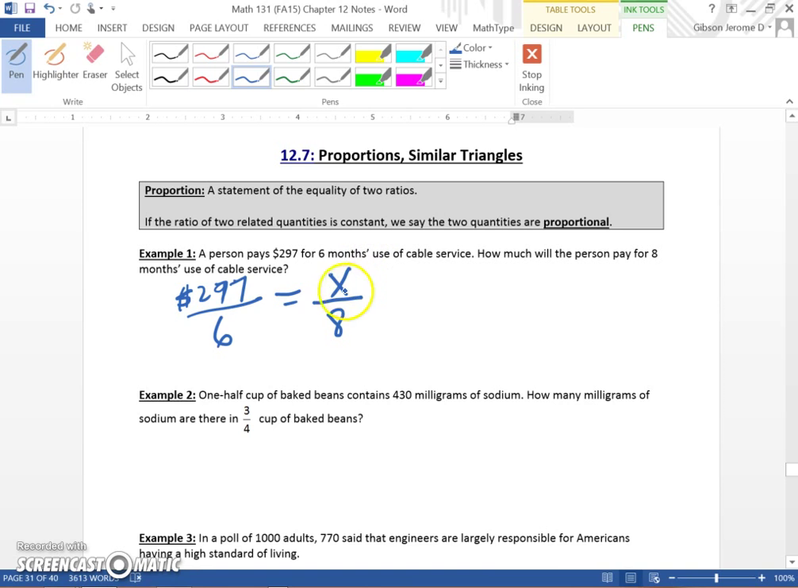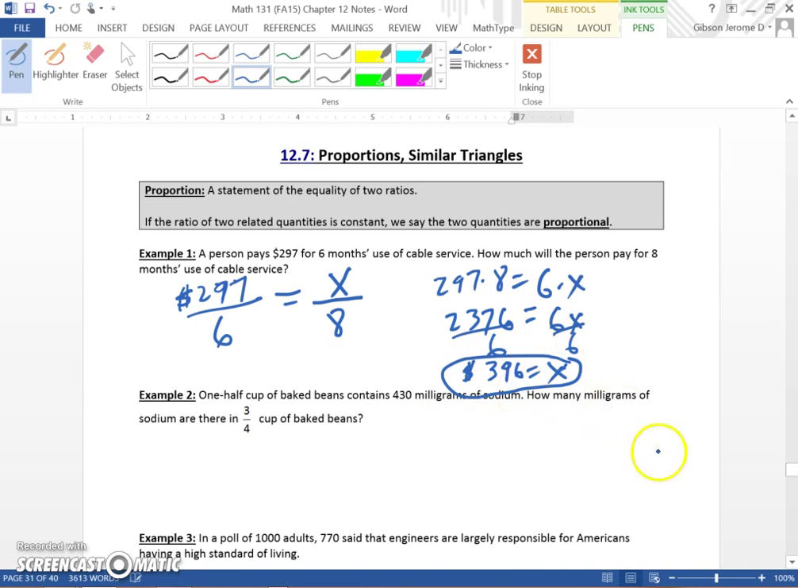So if we cross multiply, we would end up with 297 times 8 is equal to 6 times x. 297 times 8 will give us $2,376 and is equal to 6x. Now we would divide each side by 6 and then we will have $396 is equal to x. And that is our final answer. Are there any questions from example 1?